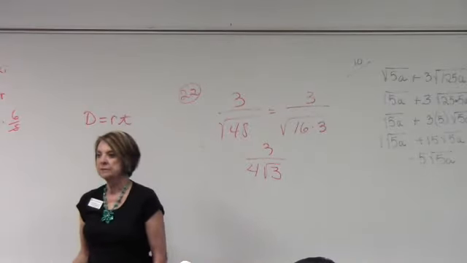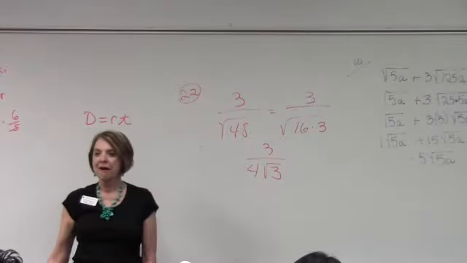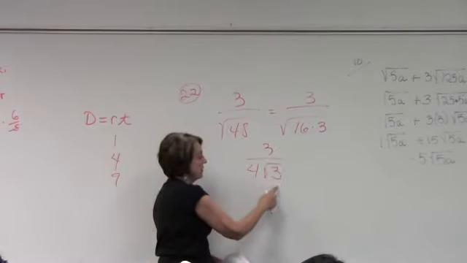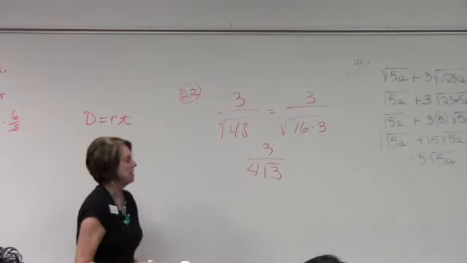Am I done? No. Can I cross out these 3s? No. Why not? The radical. This one's not inside the radical. This one is. This is 3. That's not really 3. It's something between 1 and 2, but it's not 3.